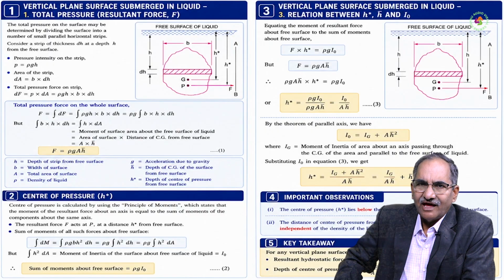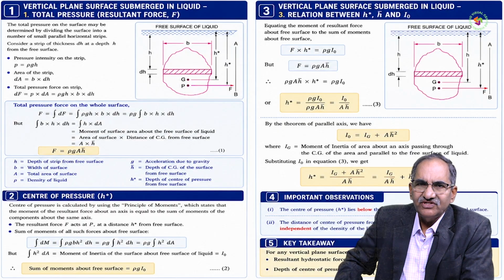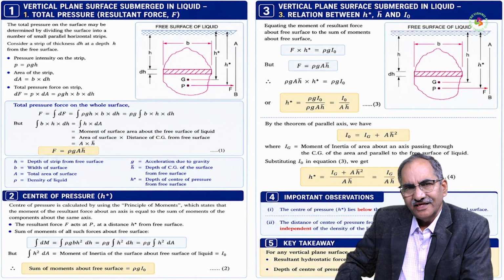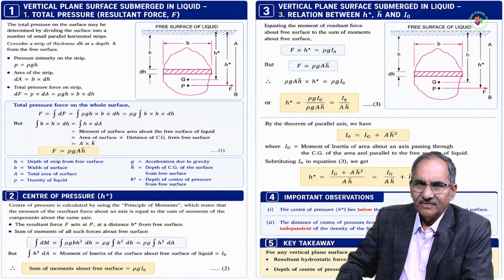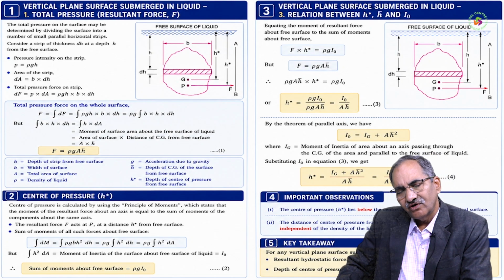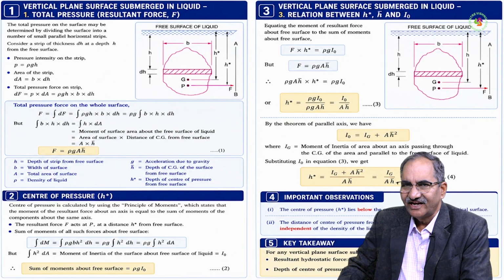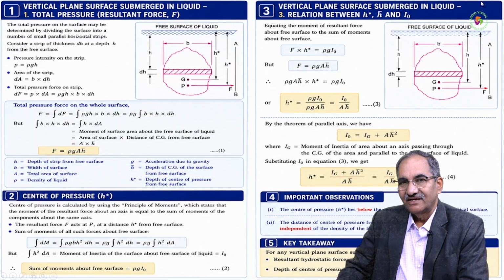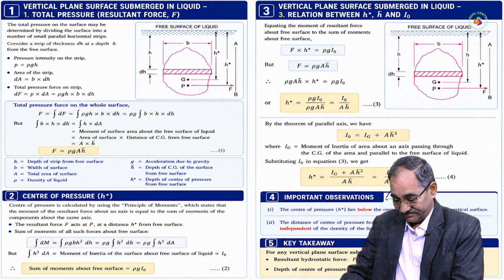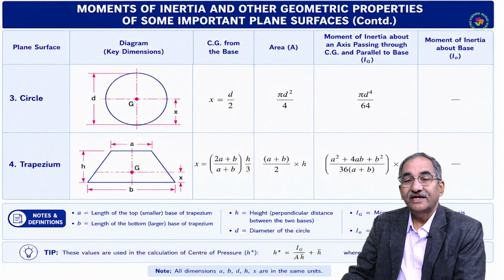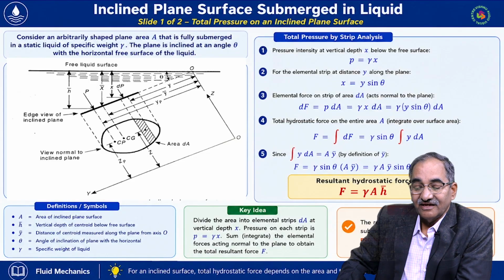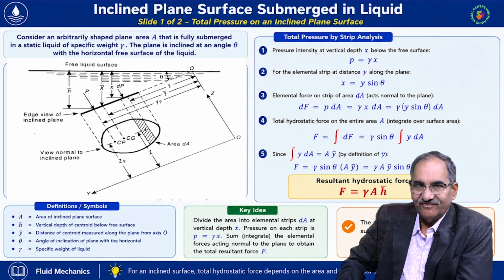In the previous class, we derived the equation for hydrostatic force in the case of a vertical plane surface submerged in a liquid. Both hydrostatic force and center of pressure we derived, and then solved some problems based on that. Now in today's class, we will take up the inclined plane surface submerged in a liquid.